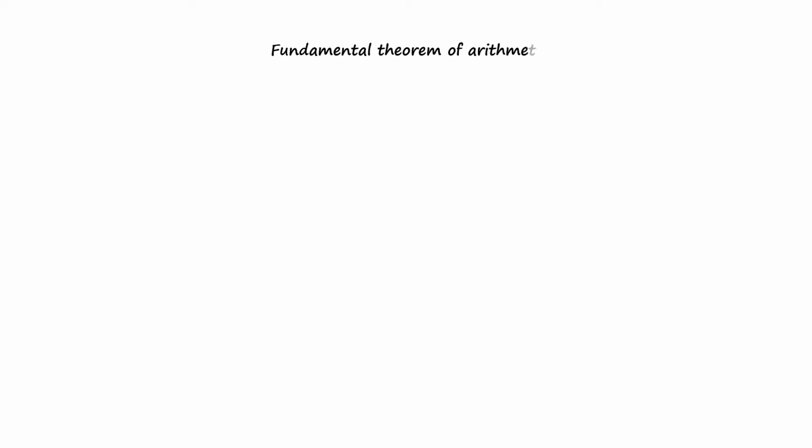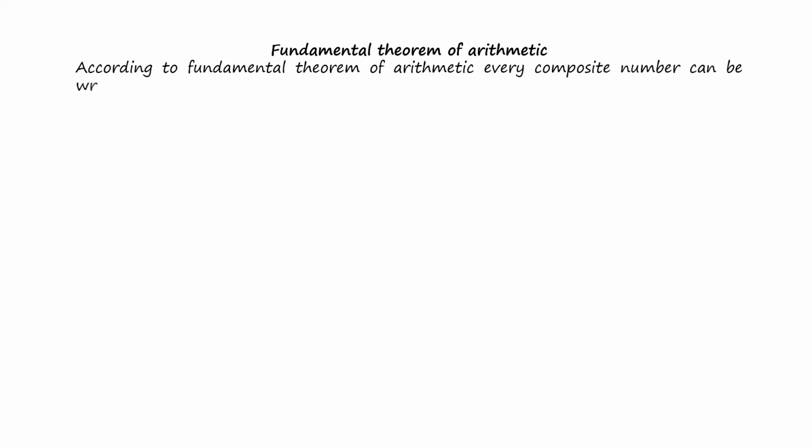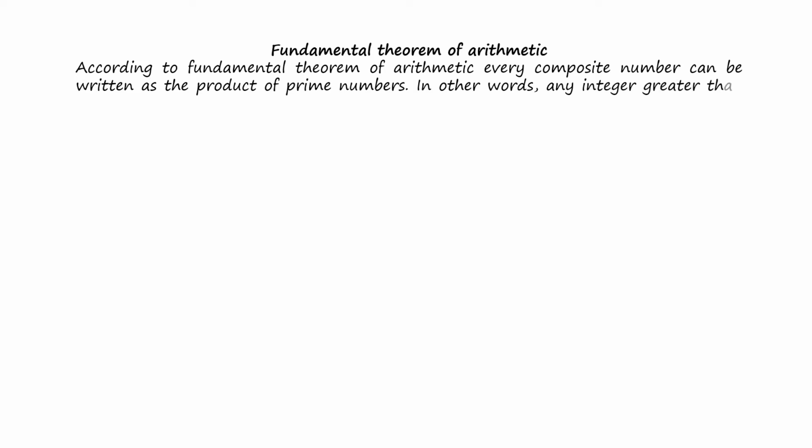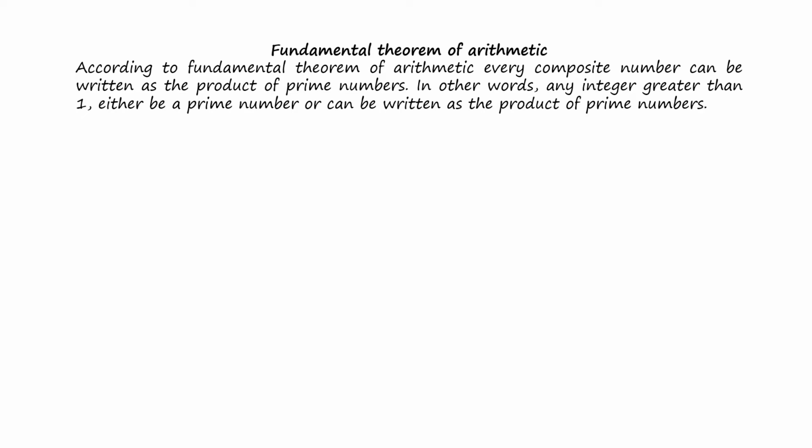Today we'll discuss the fundamental theorem of arithmetic. According to the fundamental theorem of arithmetic, every composite number can be written as the product of prime numbers. In other words, any integer greater than 1 is either a prime number or can be written as the product of prime numbers. Now the question comes, what are prime numbers? And if any number can be expressed as the product of prime numbers, what is the nature of that particular number? Let's understand in detail.